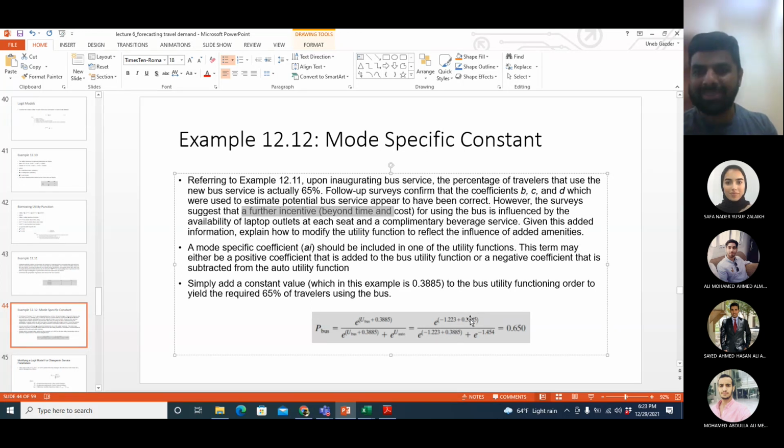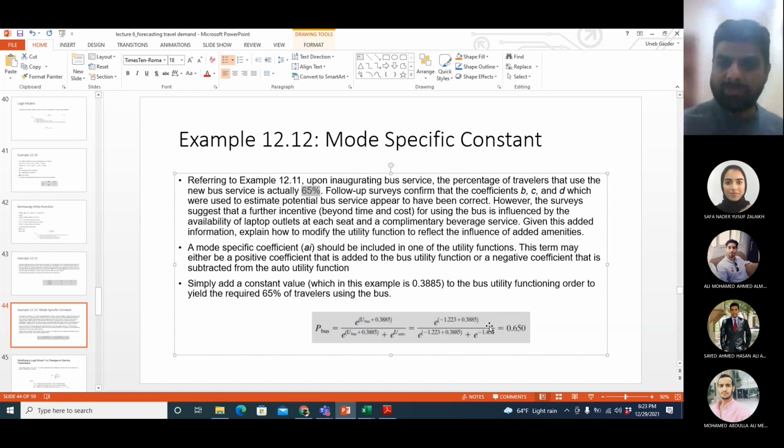We know that 65% people are choosing the bus service actually. So what we will do, this is the utility of the bus from the traditional utility function, plus let's say A. Now let's say we don't know A. Then you have the denominator as well. Again it will come as A here as well. But we know this whole term should be equal to 0.65, 65%. Since we know the answer and there is one unknown in the equation, you can calculate the value of A. This is how they calculate the value of the mode specific constant.